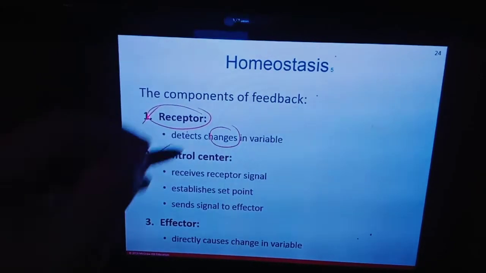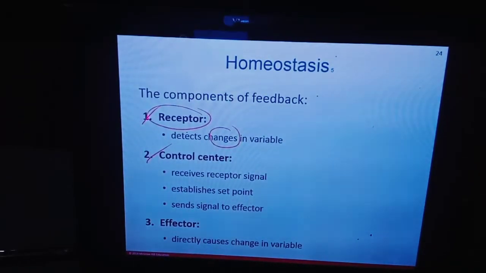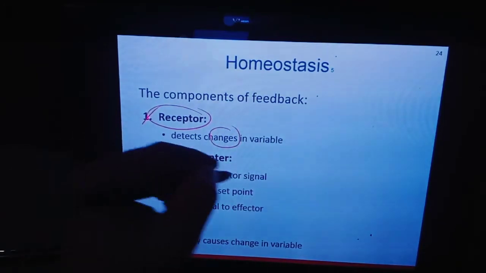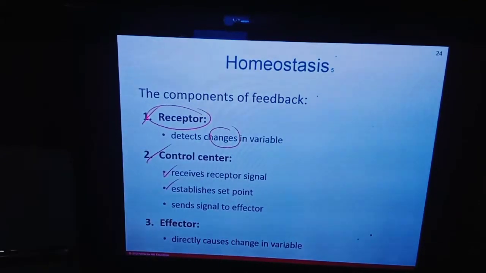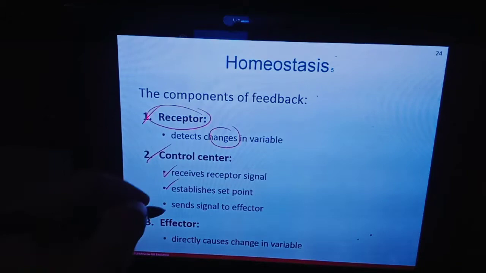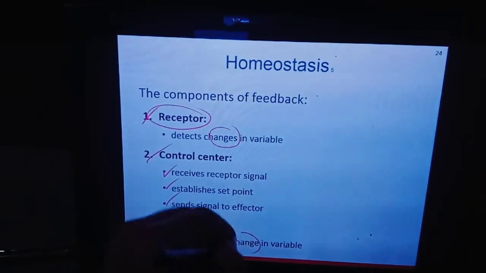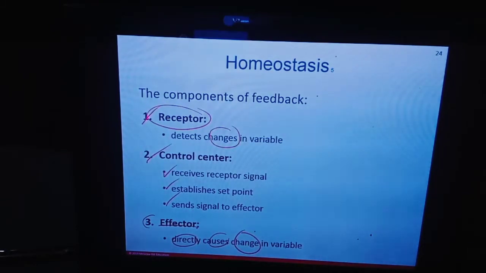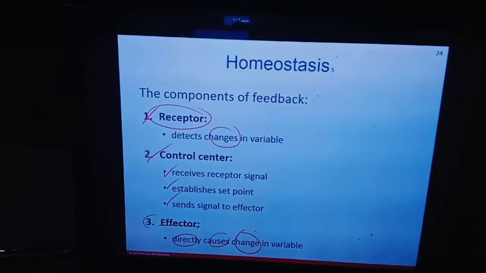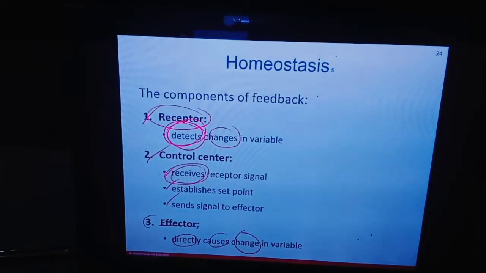What about the control center? Your control center, as you probably know, is your central nervous system. That's the main control. It receives the receptor signal and establishes your set point, which is the normal or average value. It sends a signal to the effector organ. What about the effector? It directly causes change in a variable. The receptor detects the change and waits for stimuli. The control center, your central nervous system, receives the receptor signal, and the one directly causing the change is the effector.